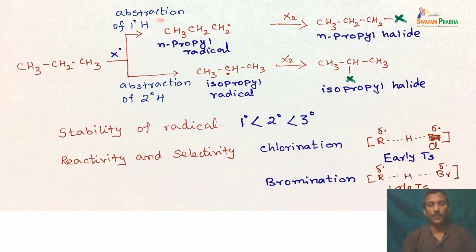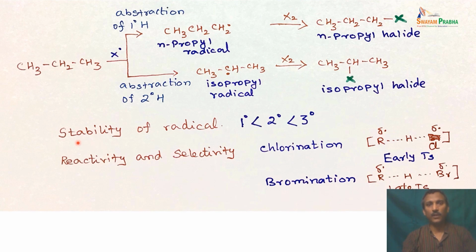If it abstracts the primary hydrogen, then we end up with an n-propyl radical, and this n-propyl radical reacts with X2 to give the n-propyl halide. On the other hand, if the abstraction is on the secondary hydrogen, we end up with the isopropyl radical, where the radical carbon is the central carbon. This reacts with X2 to produce CH3CHXCH3, that is isopropyl halide. If we take X dot as chlorine, then we will end up with a chloride here, and here also we will end up with a chloride.